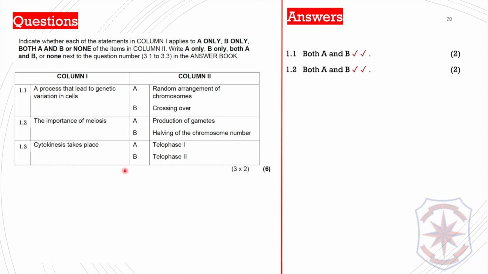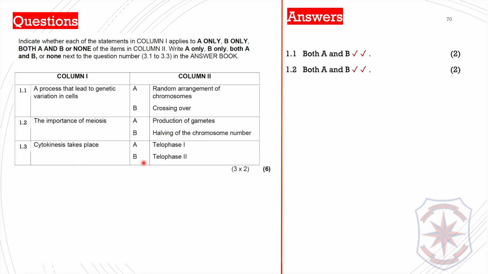So let's look at the option. Cytokinesis takes place, telophase 1. Could that be correct? Yes. Remember, in telophase 1, we are dividing one cell into two daughter cells. So we divide the cytoplasm from being 1 to 2. So we don't eliminate telophase 1 because we are confident that it is correct.